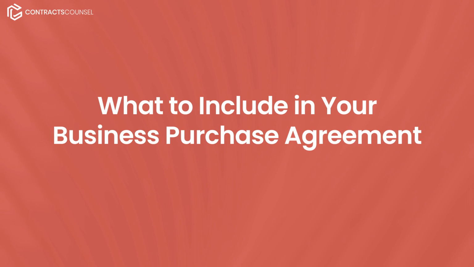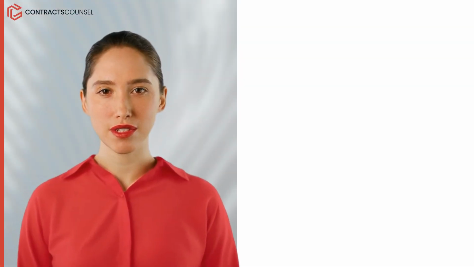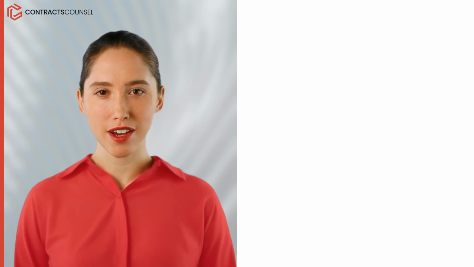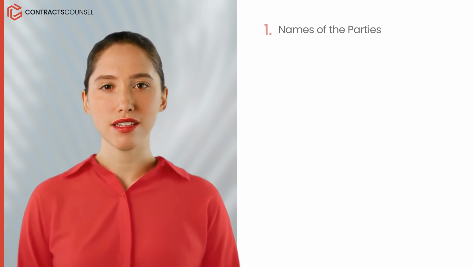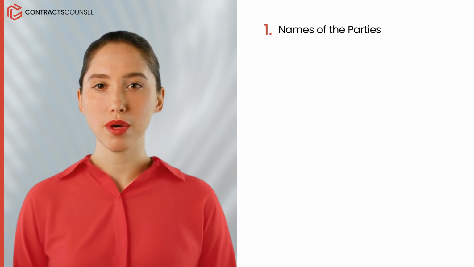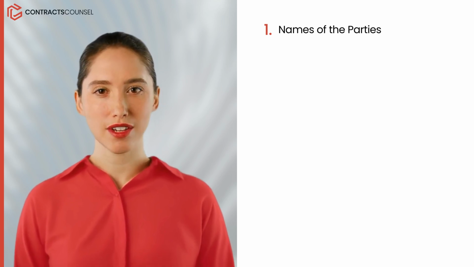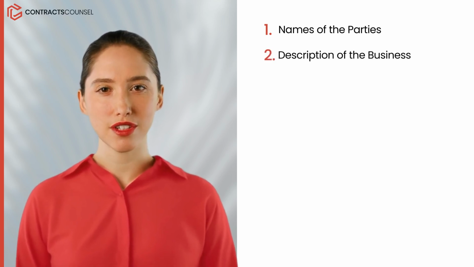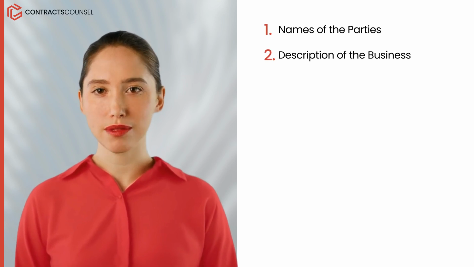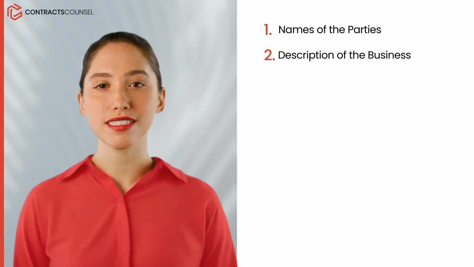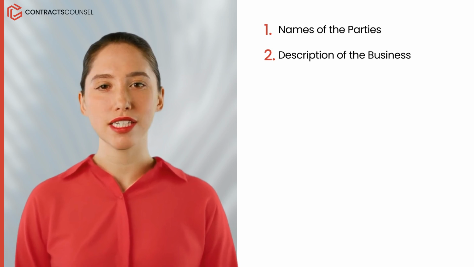What to include in your business purchase agreement. There are common terms used in business purchase agreements. Here are some you will find. 1. Names of the parties. The agreement includes the names of the buyer and seller. 2. Description of the business. This section describes the business being sold, including a detailed description of its assets and liabilities.